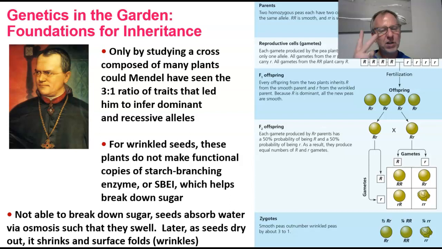You've got to inherit two recessive alleles, two dysfunctional copies of that gene, and that's the only way you can get little r and get wrinkled seeds. So not only do we understand the mechanisms of inheritance, what happens through Mendel's principles, but we also understand the biochemistry of what's going on that actually causes seeds to be round or wrinkled.